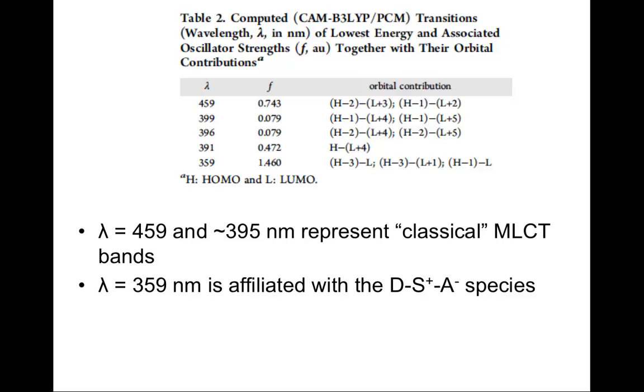So from there, they did some computational studies to see which molecular orbitals were probably involved in these absorptions. And they found 3 absorption peaks. So there's one at 459, and then these 3 from 391 to 399 all created one signal that they referred to as 395 nanometers, and then the third one was at 359. So the first 2 at 459 and 395 nanometers represented a classical metal ligand charge transfer absorption, while the one at 359 represented a charge transfer between the spacer and the acceptor molecule.